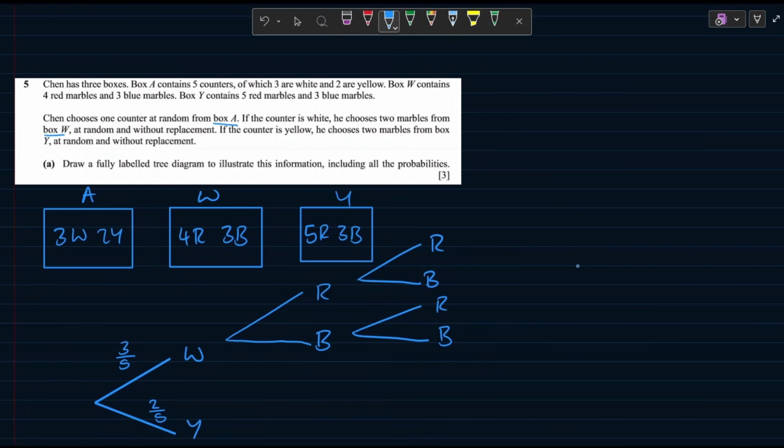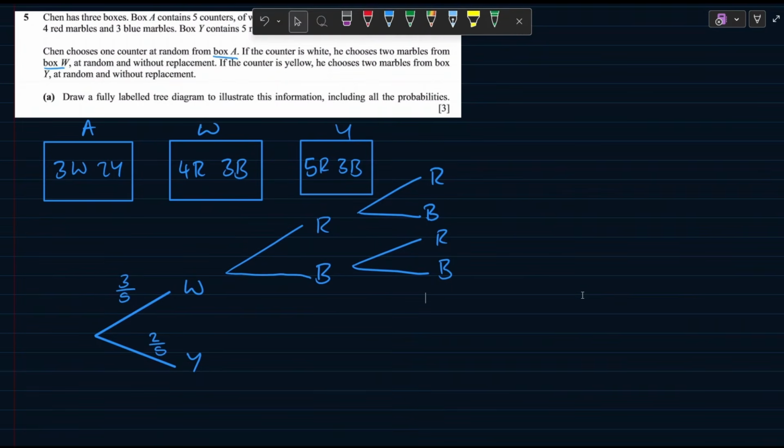Then we're told that if the counter is yellow, he chooses 2 marbles from box Y at random and without replacement. So in box Y, again, we also have red and blue. So the first marble from box Y is either red or blue, and the second marble from box Y is either red or blue.